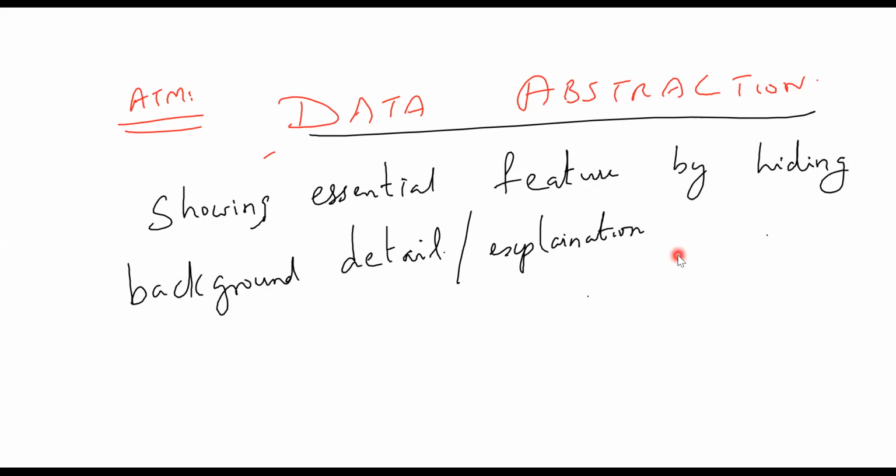Please copy this down. Data abstraction. Example is the ATM machine, you can remember. Once you copy it down, let me know. Data abstraction. Done.